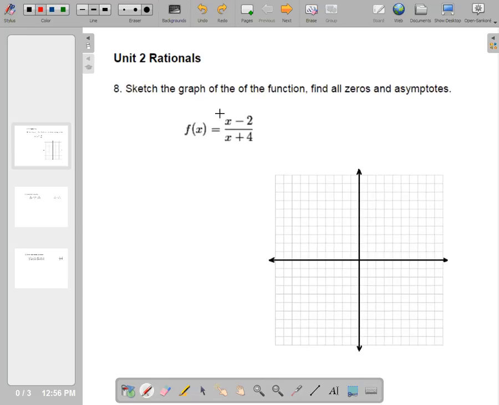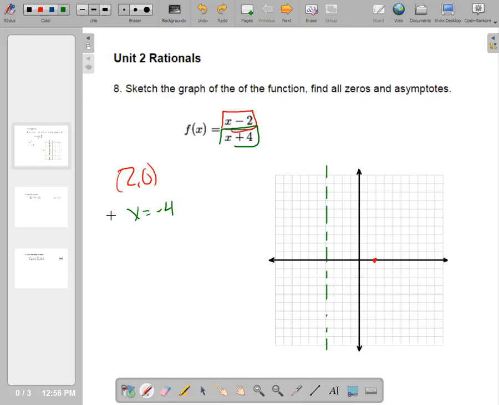So first thing, if I set the numerator equal to 0, then that means that x equals 2. That's an x-intercept at (2, 0), so I can put a dot right there. So first thing, I can find an x-intercept. I can find vertical asymptotes by setting the denominator equal to 0. That'd be x equals -4, so I can draw 1, 2, 3, 4, a vertical line. That's an asymptote, so I'll make it dashed.